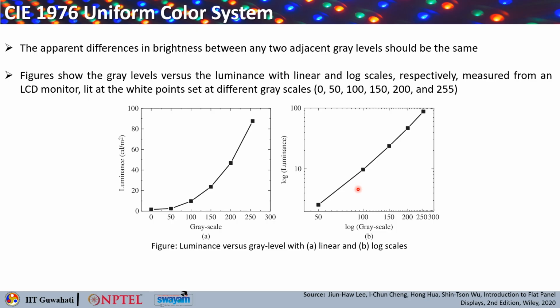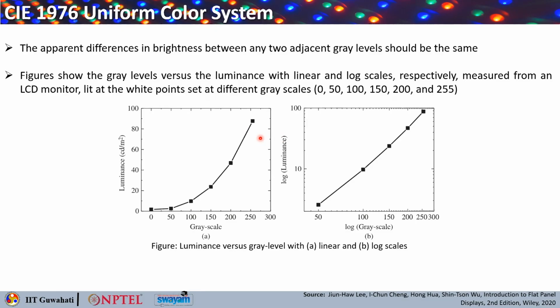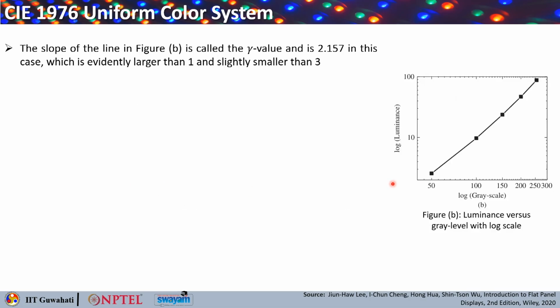Okay. So, they lit at the white points set at different gray levels. So, the monitor is basically turned on at different white points, but at different gray scale. So, the intensity is going to be different, that means the luminance that will be recorded will be different. So, here the gray level is 0, then 50, 100, 150, 200 and 255, that is the highest one, this is the lowest one, right. So, this is in linear scale, this is how you see it in log scale.